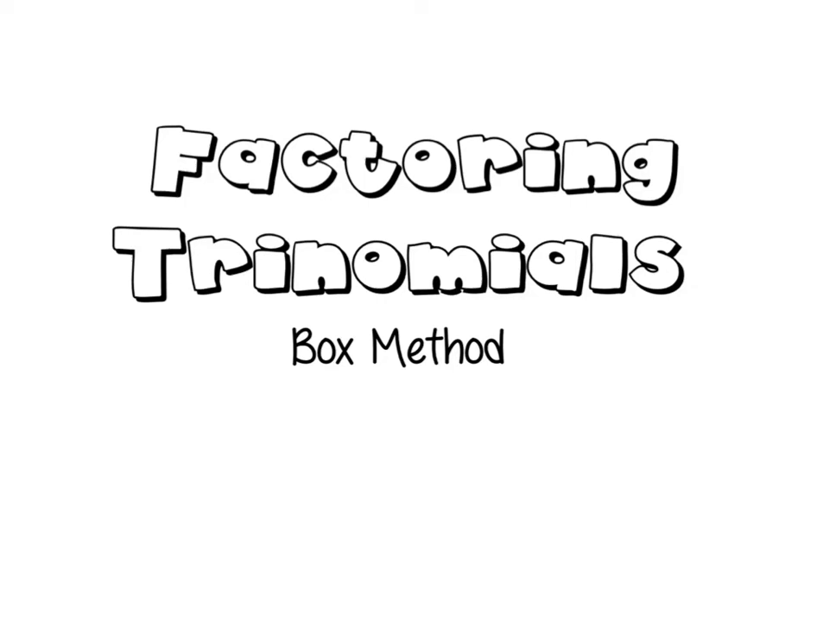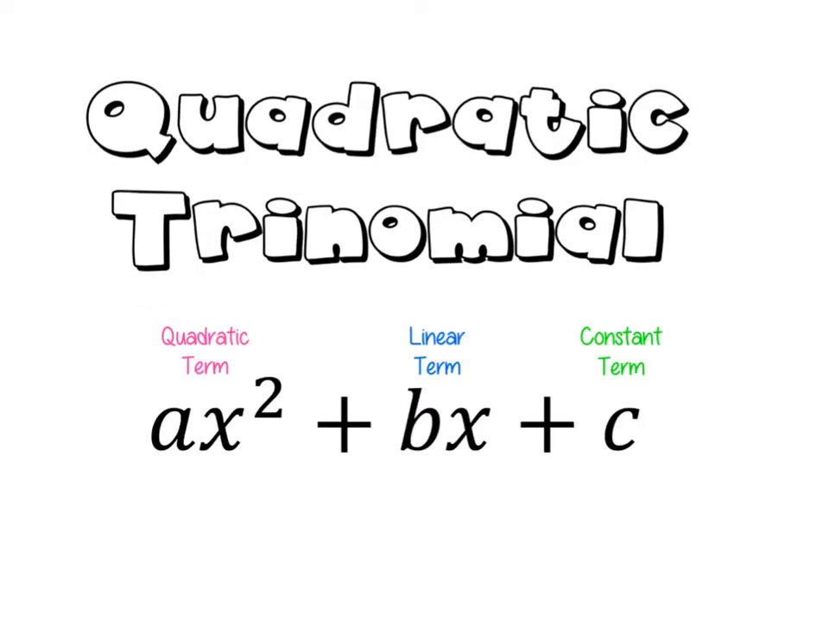In this video, we're going to look at factoring trinomials using the box method. The general form of a quadratic trinomial is ax squared plus bx plus c, where the quadratic term is the one that has the x squared, the linear term is the one that has the x, and the constant term is the one that doesn't have a variable.